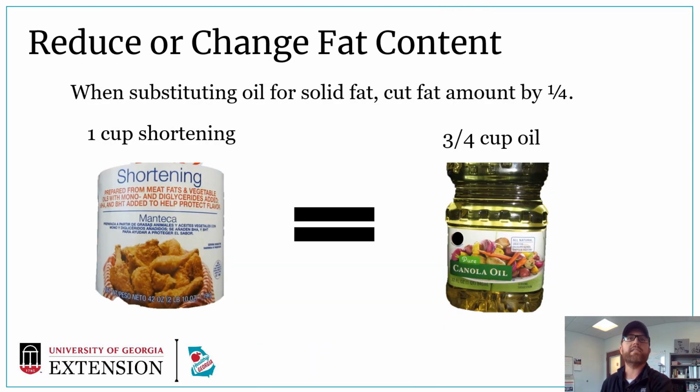You can replace solid fats in baked goods with oil in some cases. To be sure that baked goods don't turn out too oily when oil replaces shortening, butter, or other solid fats, cut the total amount of the fat called for in the recipe by a quarter. For example, if the recipe calls for 1 cup of shortening, you can use only 3/4 cup of oil.